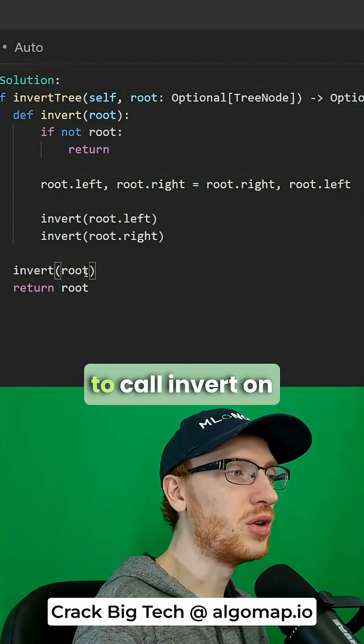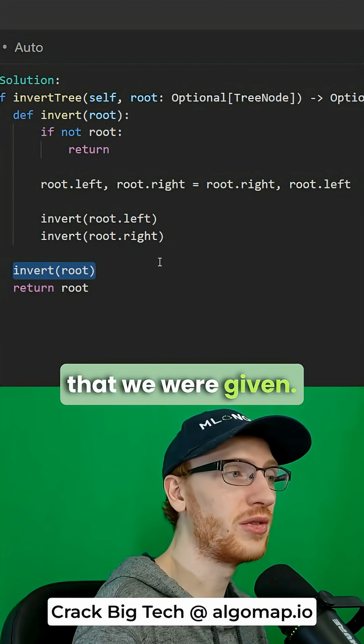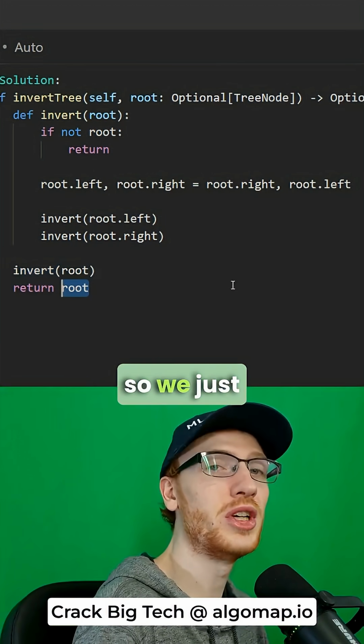So then we just need to call invert on the original root that we were given. The root is going to stay the same, so we just return that root.